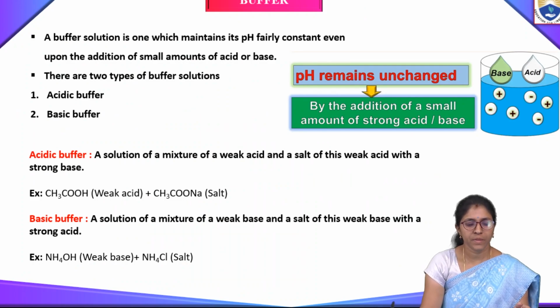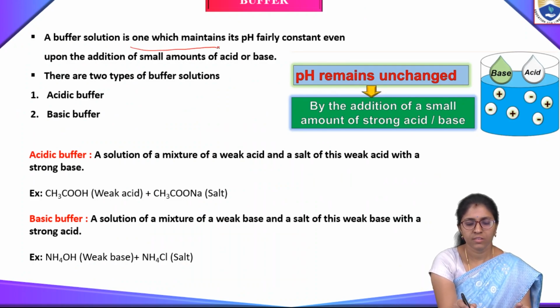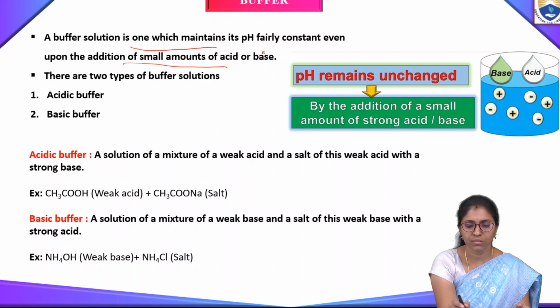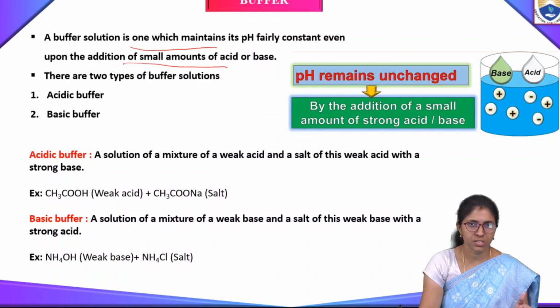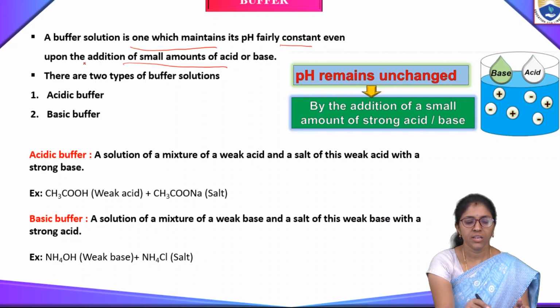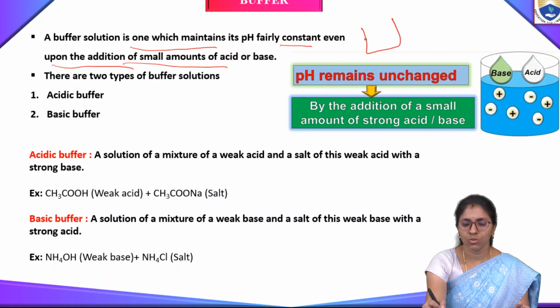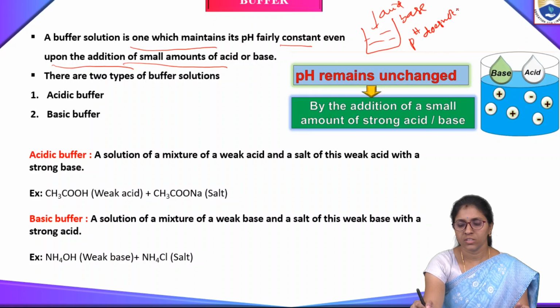So what is a buffer? A buffer is a solution which maintains its pH fairly constant even upon addition of a small amount of acid or base. If we add a small amount of acid or base, the pH does not change. This type of solution is called a buffer solution.